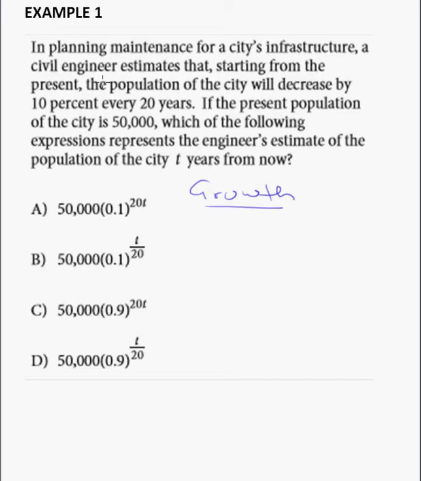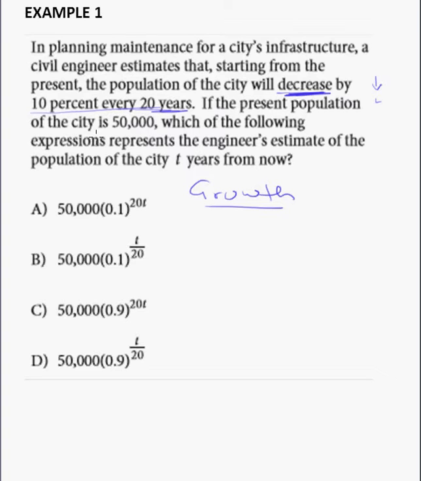It says, in planning maintenance for a city's infrastructure, a civil engineer estimates that starting from the present, the population of the city will decrease by 10%. It's decreasing, so these are keywords. It's going to decrease. That means it's going down. So your I will be a negative value. 10% every 20 years. And also what is going to be every 20 years, not every year.